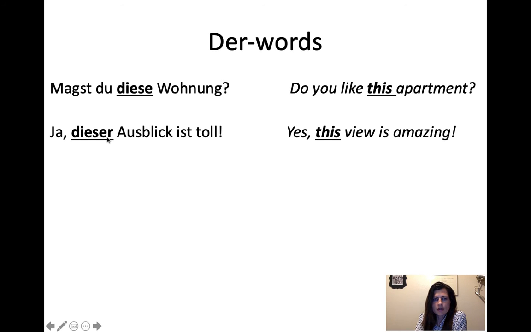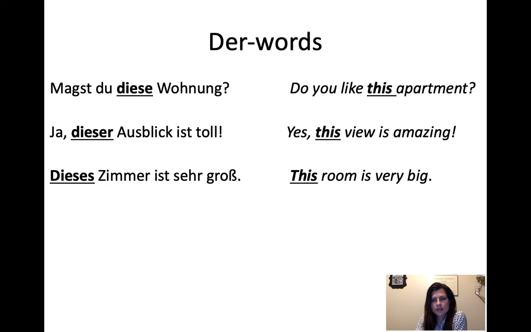Ja, dieser Ausblick ist toll. This view is amazing. So even without knowing what the gender of Ausblick is, based on the fact that you know that it's the subject, you would be able to tell that if this were just the regular definite article, it would be der Ausblick ist toll, because it's got that ending that matches the der. So it's masculine.